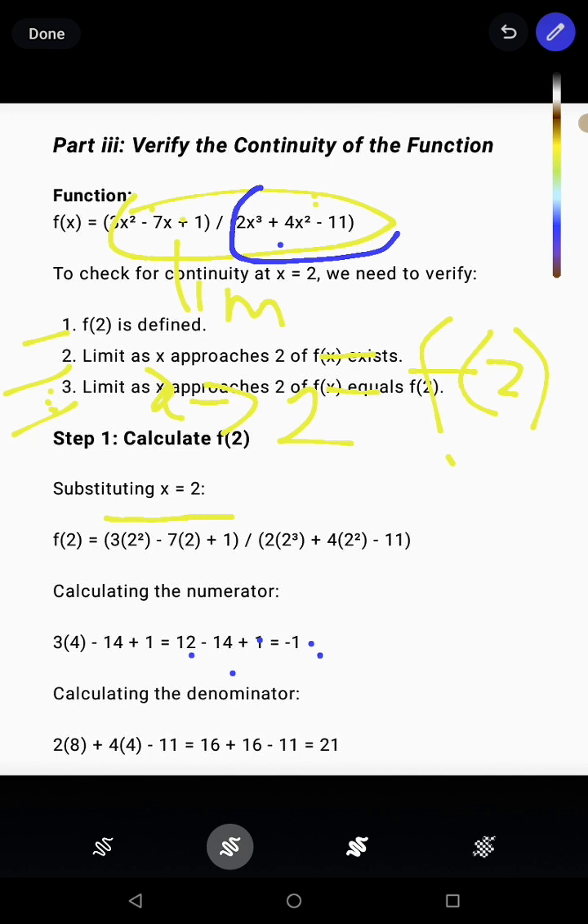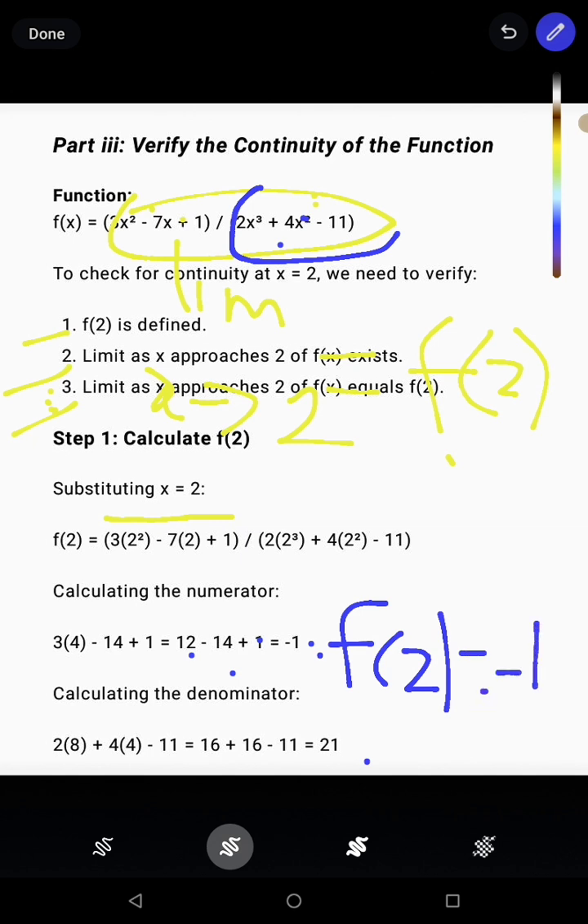Now you want to check if f of 2 exists at that point. So all you need to do is put 2 into the function here. That will be 2 into 2 raised to power 3 plus 4 into 2 squared minus 11. If you continue, simplify where necessary, you get 21. So it is defined at that point.